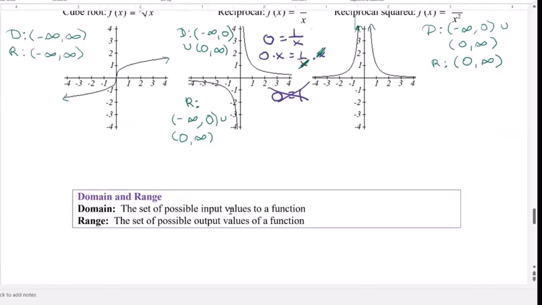Okay. Now let's just read what it says about the domain and range. The domain is the set of possible input values to a function, and the range is the set of possible output values of a function. So basically, the domain is really the set of all values that I can put into this function.